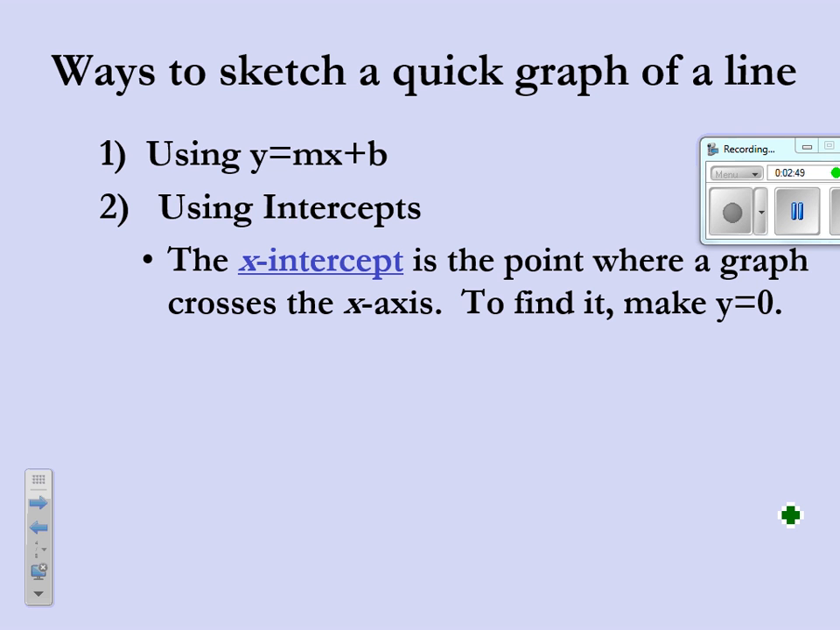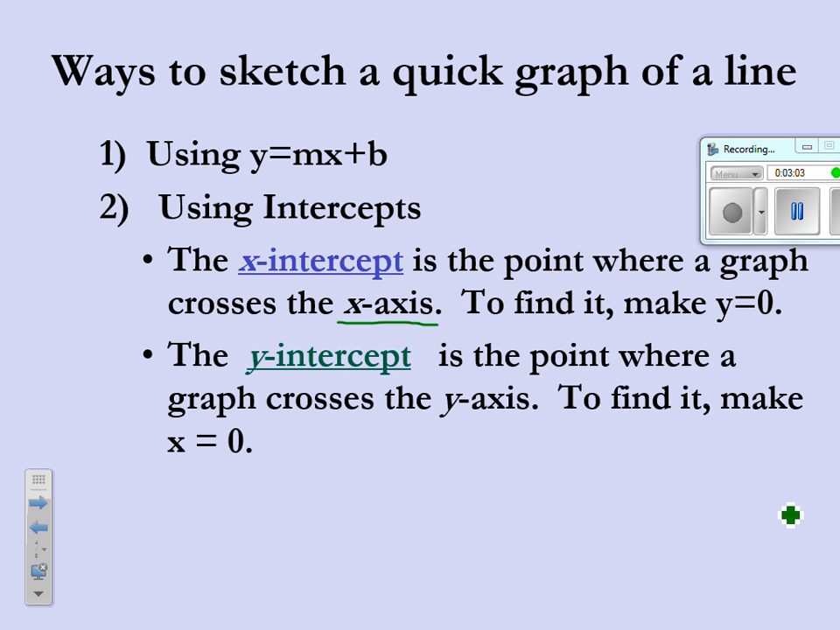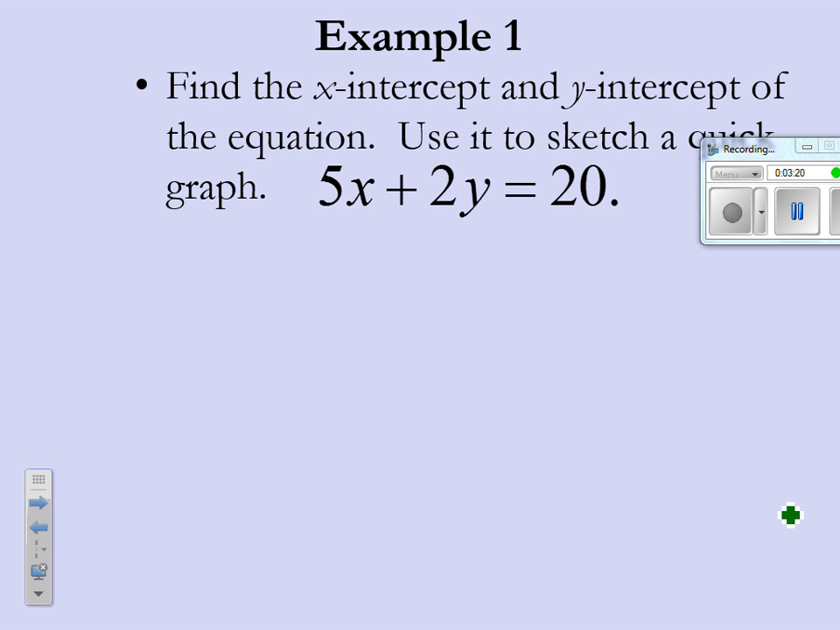So the x-intercept is the point where the graph crosses the x-axis. To find it, make your y a 0. Substitute a 0 back into the equation and find your x-intercept. To find your y-intercept, it is the point where it crosses the y-axis. To find it, substitute 0 back into the equation for x and solve for y. So let's go ahead and do a couple of examples of how to find x and y intercepts.